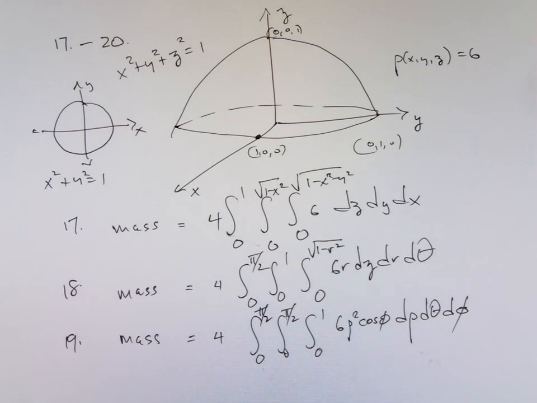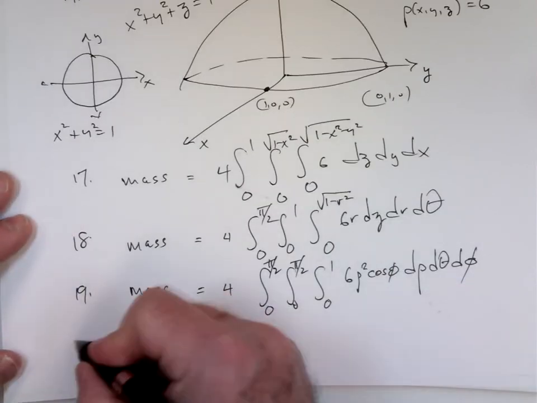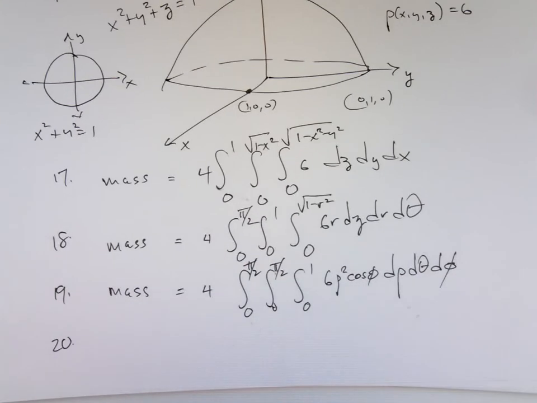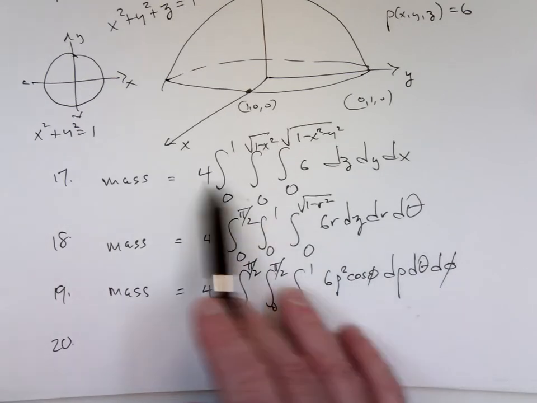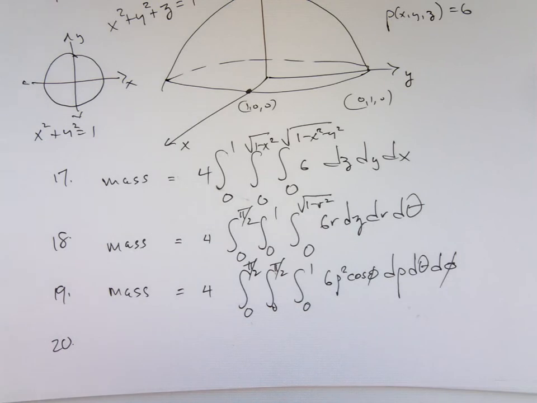Now, I ask you to find the mass. Well, there's a couple of ways of finding the mass. One way is to try to integrate in rectangular. Not a good idea. Another way would be to use cylindrical. Not bad because it's pretty simple.